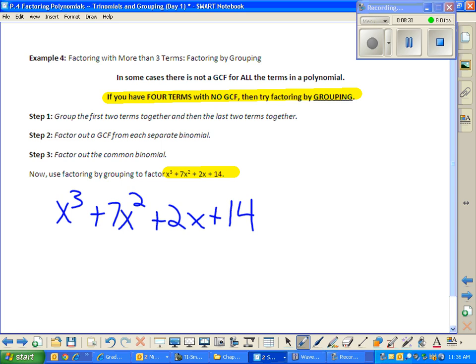All you're going to do is group the first 2 terms together and the last 2 terms together. I usually do that by putting a little squiggle or a wall or a line right down the middle of my problem. Do you see how I've grouped the polynomial evenly? I have the first 2 terms and the last 2 terms. Now what I'm going to do is take a GCF out of the front binomial. Do you see how I have x cubed plus 7x squared? There's a GCF hiding in there. Do you see it? Good, John? Yeah, x squared is hiding in there.